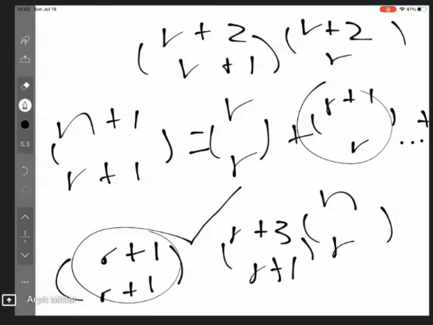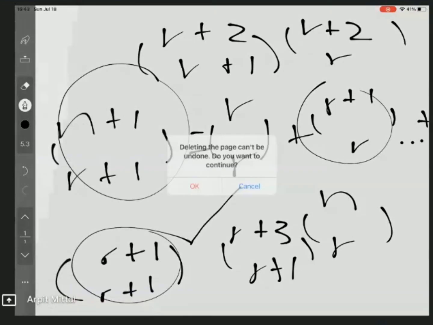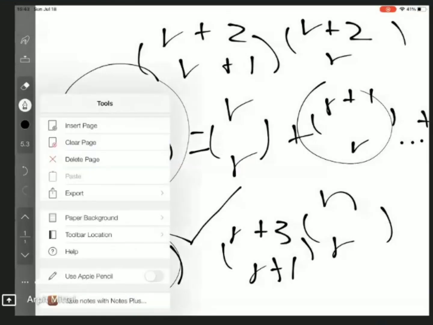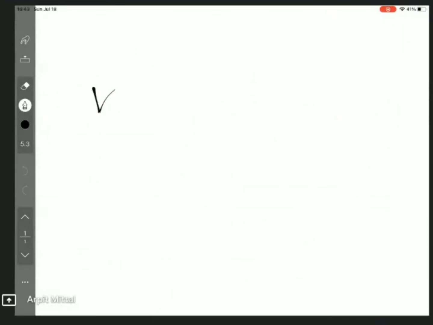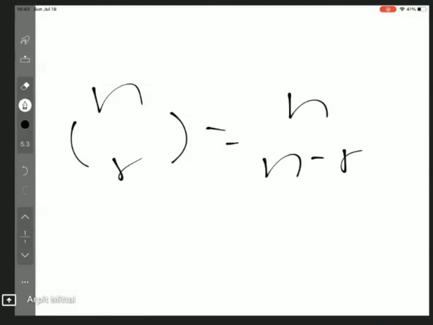Then keep applying Pascal's identity over and over again. Then you're going to get n plus 1 choose r plus 1. So this is known as the hockey stick identity. Okay? So next identity. n choose r is equal to n choose n minus r. The proof of this algebraically is very trivial, so we're only going to go through the combinatorial proof.